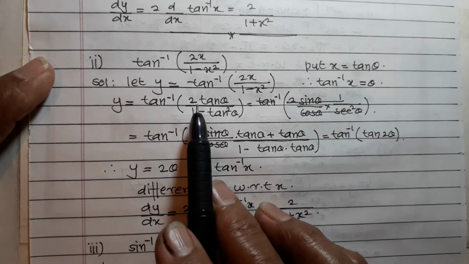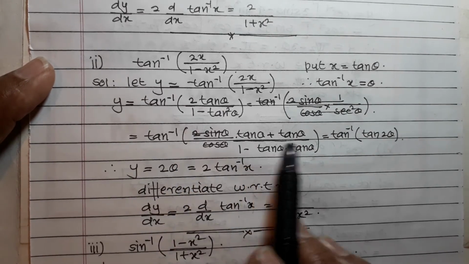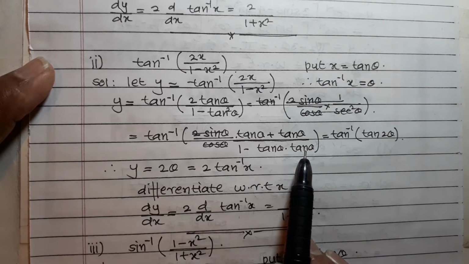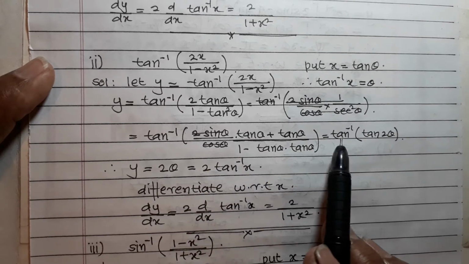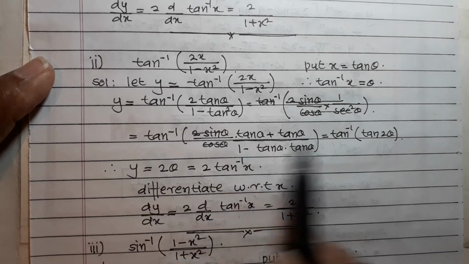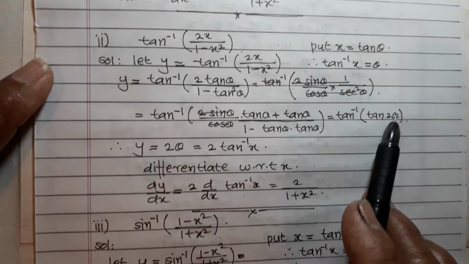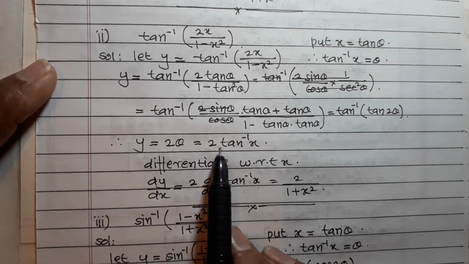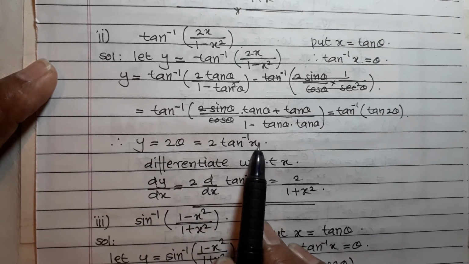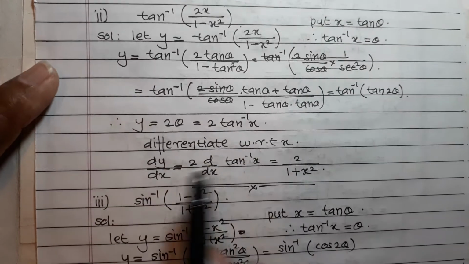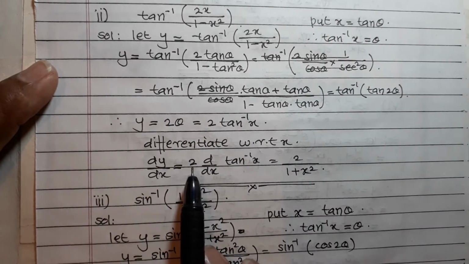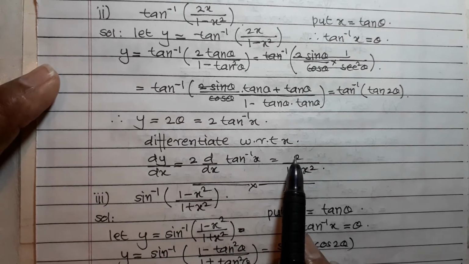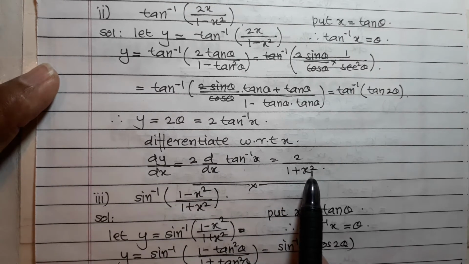Tan inverse of 2 tan theta, that means tan theta plus tan theta upon 1 minus tan theta into tan theta, and this is equal to tan inverse tan 2 theta, and therefore y is equal to 2 theta, which is equal to 2 tan inverse x. Differentiate with respect to x. dy/dx is equal to 2 d/dx tan inverse x, and is equal to 2 upon 1 plus x square.